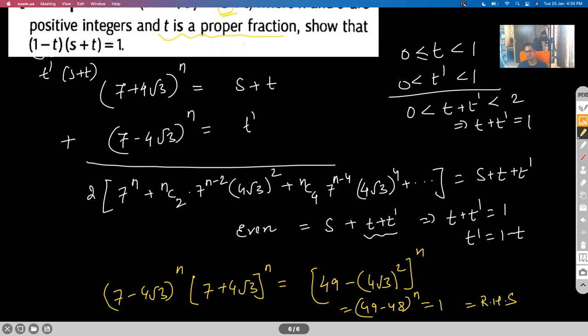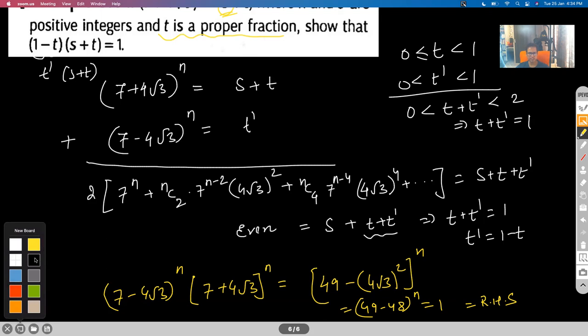Getting this point? Okay. So this could also be objectified. They can ask you what is 1 minus t into 1 plus t, which of the following options? You can always mark that.